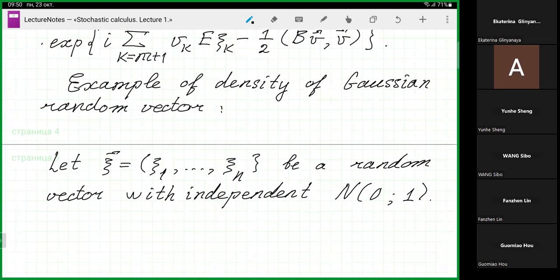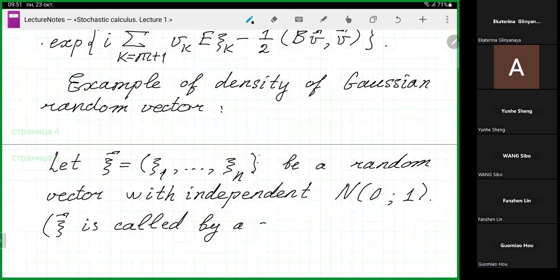By the way, why is it Gaussian? Because it has Gaussian and independent coordinates. We already have seen that in this case it is a Gaussian vector. Okay, and so this is a standard Gaussian vector. Psi is called a standard Gaussian vector.